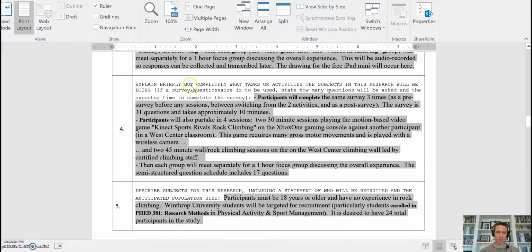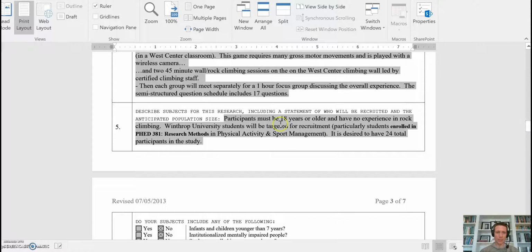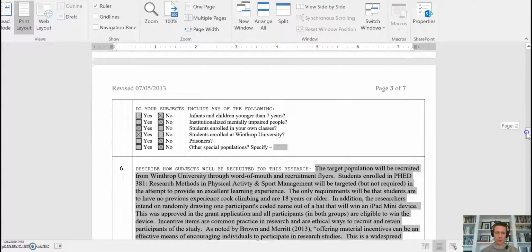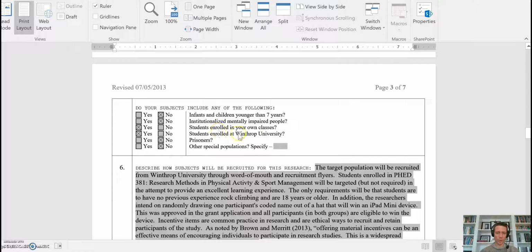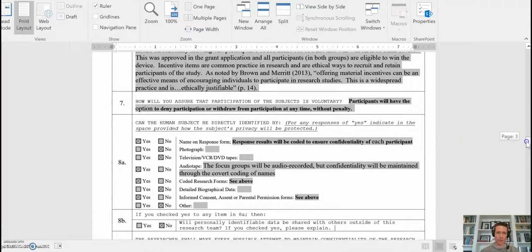Explain briefly but completely what tasks or activities the subjects in this research will be doing. And so they are going to be playing Xbox Kinect as well as climbing on an actual climbing wall. Describe the subjects, the participants. Who are they? How many? Now this is essentially focused at, are there any vulnerable populations involved? How will they be recruited? How will you assure that the participation is voluntary?